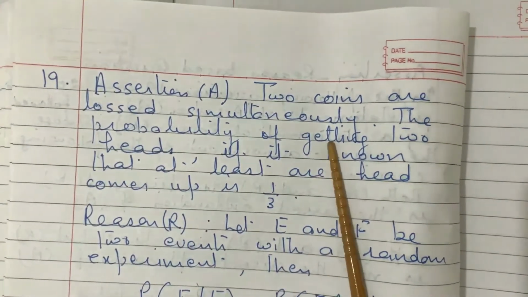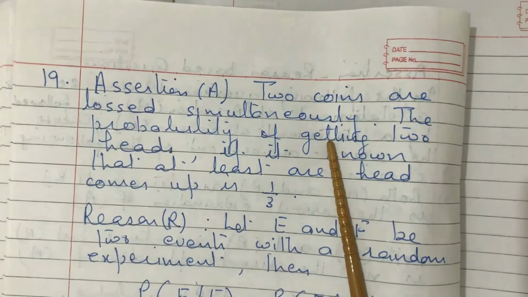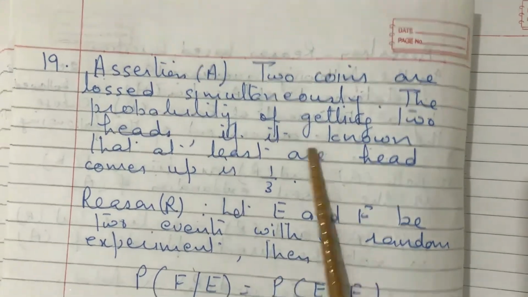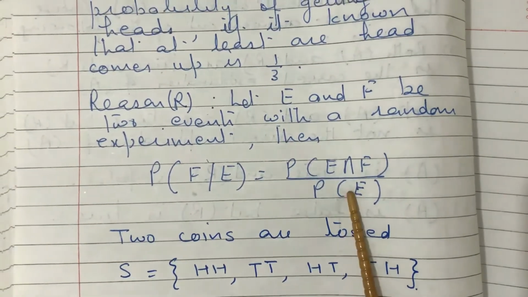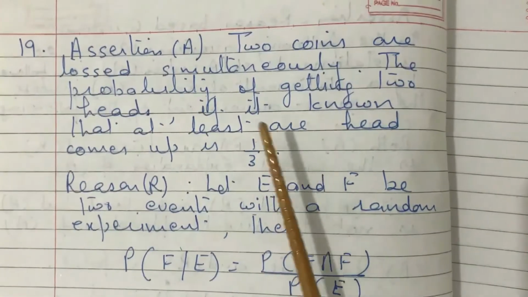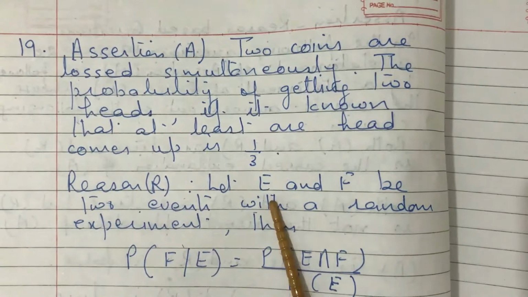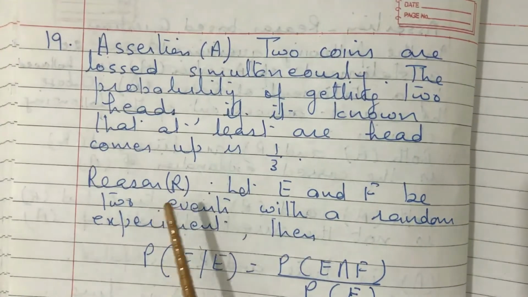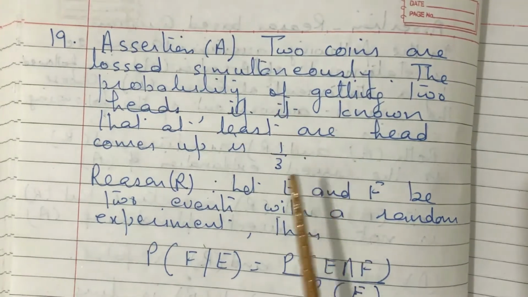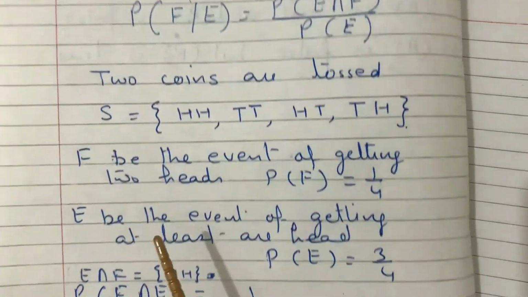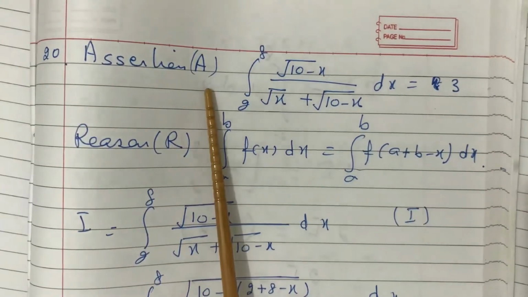So I have solved this, and what we have found is that assertion A is true. And reason R, this is a formula and this is true. It means both assertion A and reason R are true, and reason R is the correct explanation of assertion A. It means A is the option.